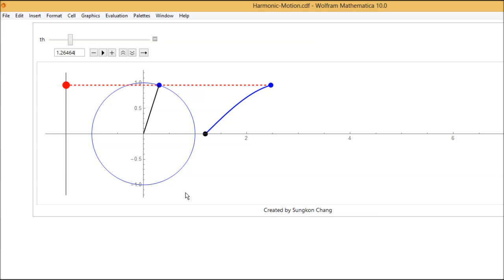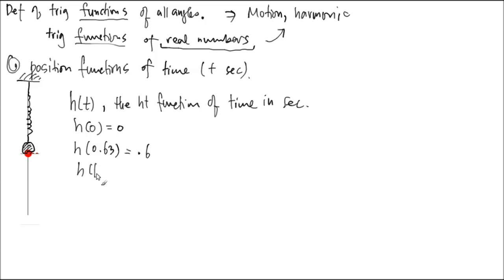Then it's 1.26. So what do you think the height is? Isn't that like 0.95? Pretty close. This is 0.9, I think. It's 0.95 and 1.26. So after 1.26 seconds later, it's like 0.95 unit above. Things like that. And then you can keep recording, and then we see the functional relation.